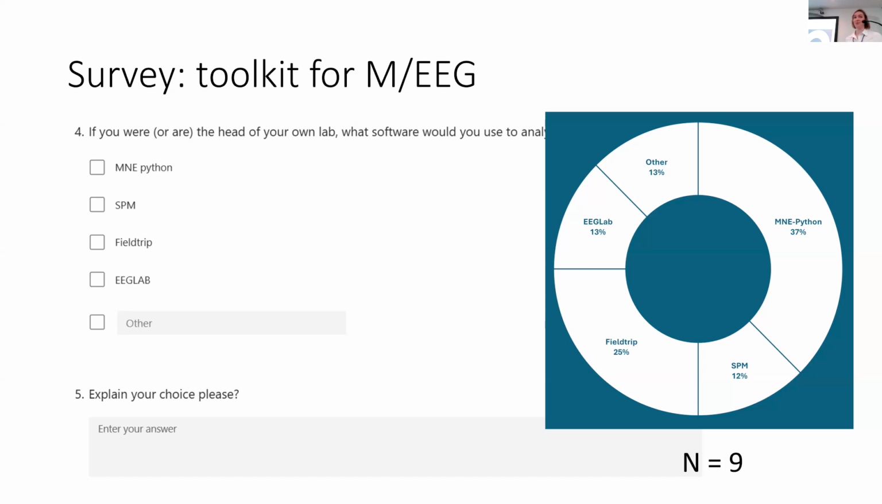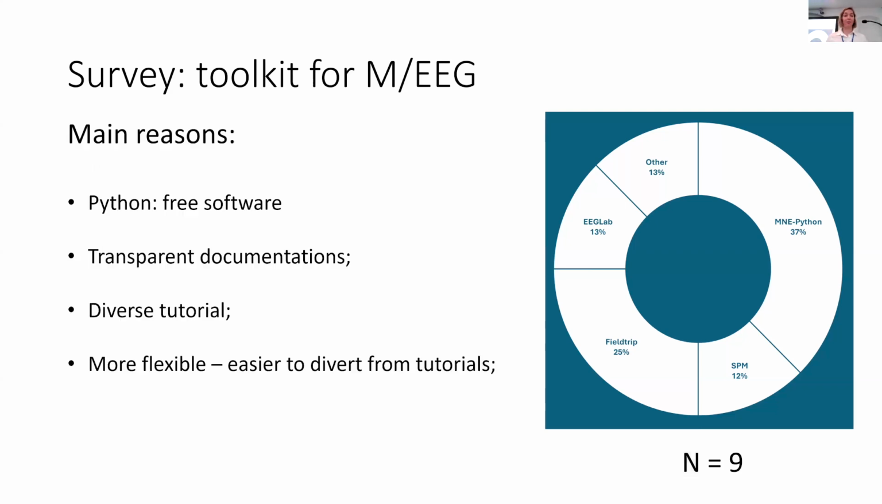Some people voted for SPM, and I think they are the ones who are from the field. And some people who are using EEG would like to use EEGLAB and FieldTrip. I think the interesting point is the reason why. The first reason is a bit boring: SPM is free software, so it's more open science. But the other reasons were transparent documentation of MNE-Python, very diverse tutorials.